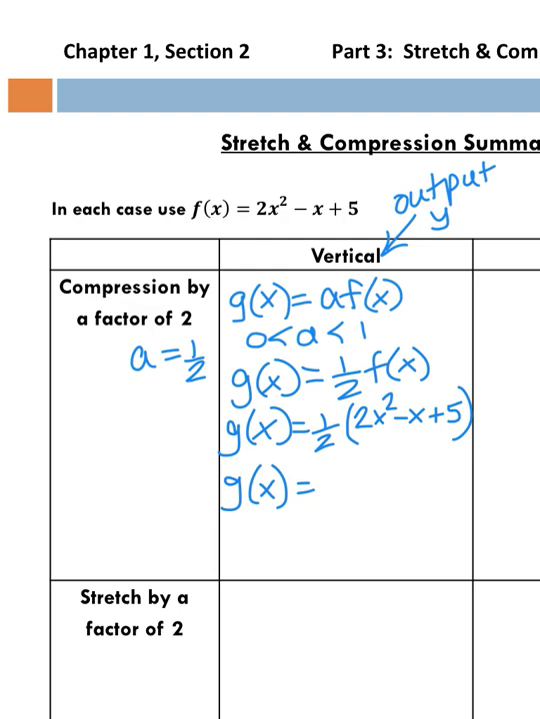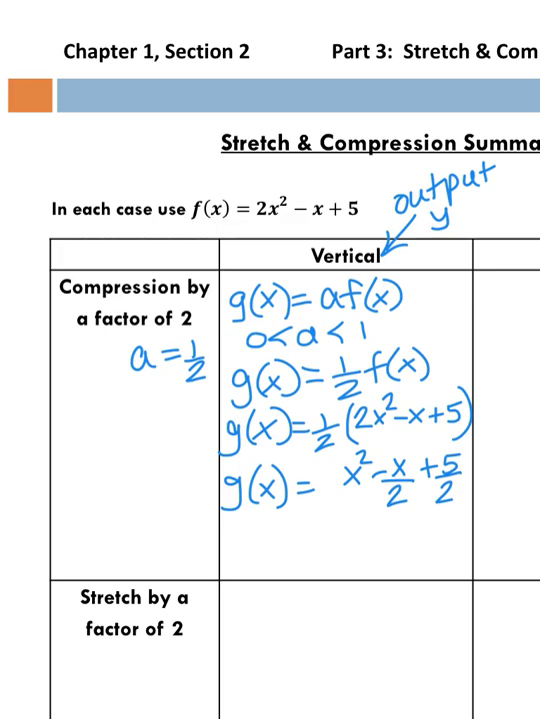So 2x squared times 1/2 is 2x squared over 2. That'll simplify to just x squared. Distribute the 1/2 to the negative x, and that's going to be minus x over 2. And then distribute the 1/2 to the 5, and that's going to be 2.5 or 5/2.